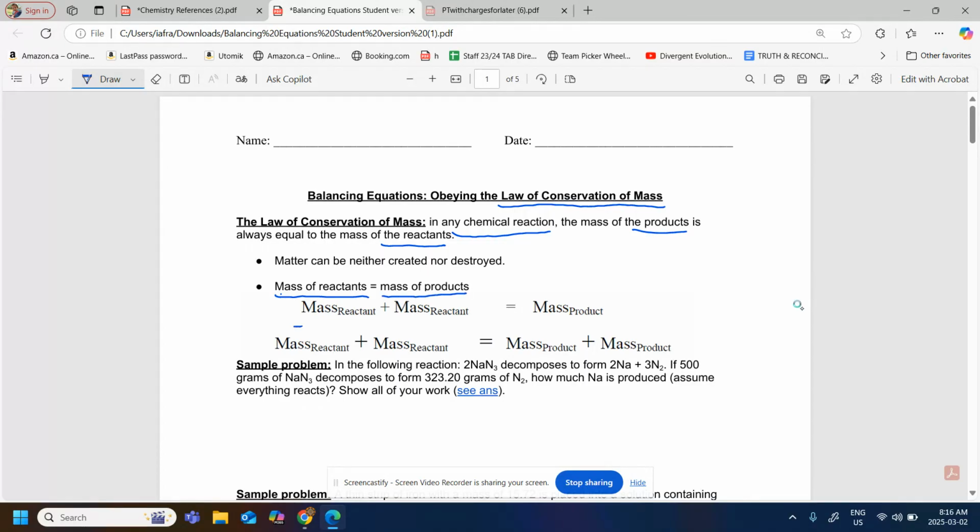So for example, if you have several reactants and you add their masses together, at the end, you should end up with the same mass. It essentially means you can't create or destroy matter. You just rearrange it and connect it in different ways.